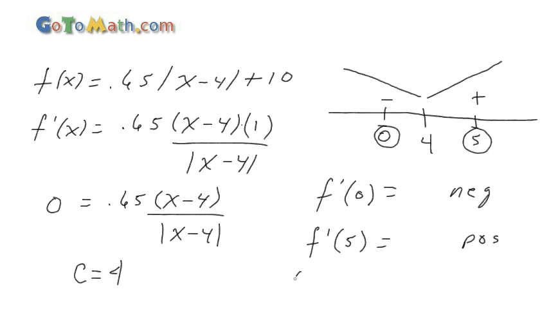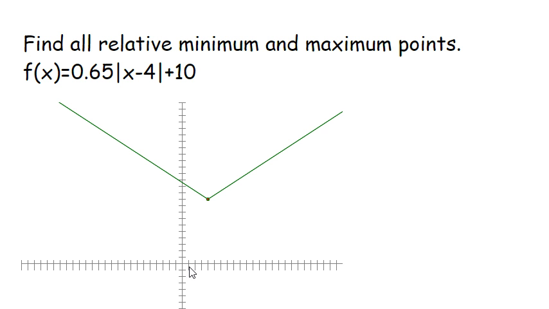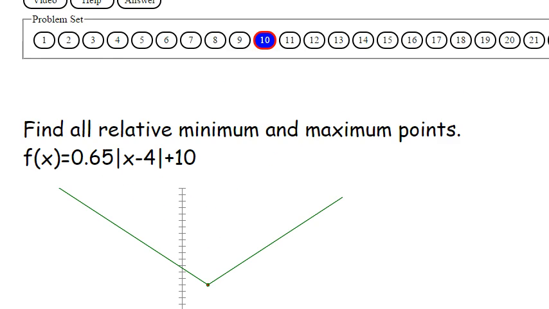And in order to find that minimum, okay, we know our x value is 4, and then we want to find f of 4. And of course, f of 4 is, if you plug 4 in right here, you get 0, and 0 times 0.65 is 0, so you end up with 10. And remember, this is going to be a minimum. Okay, minimum. So it's pretty easy stuff. 1, 2, 3, 4, and what did we say? 10, something like that. All right.